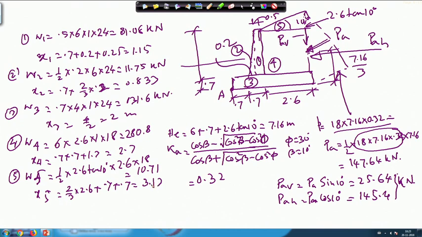So, now all force calculation is done, and now what you have to do? We have to calculate the total vertical force, that means total V, or P vertical. That will be W 1 plus W 2 plus W 3 plus W 4 plus W 5 plus P A V, and if I do that, that will become 467.55.